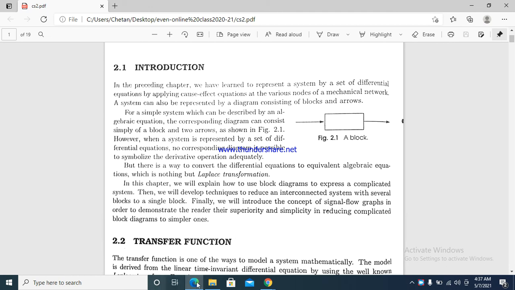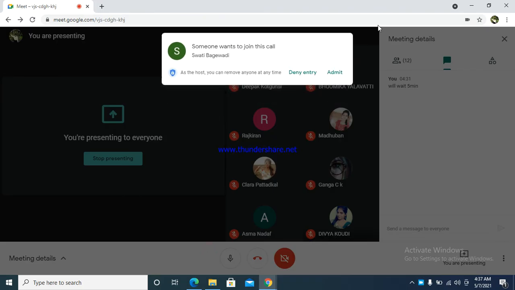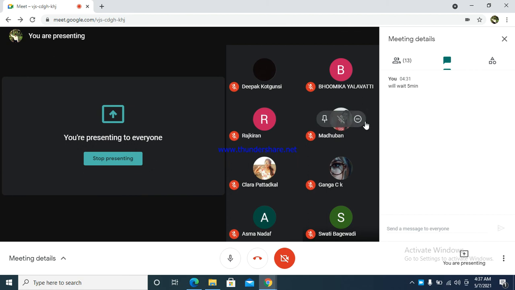I hope this PDF is visible to all properly and my voice is also audible. If you are facing any doubt, just type in the chat box.